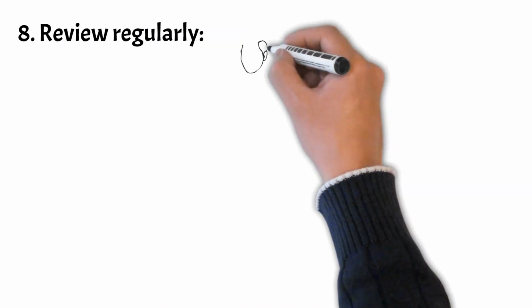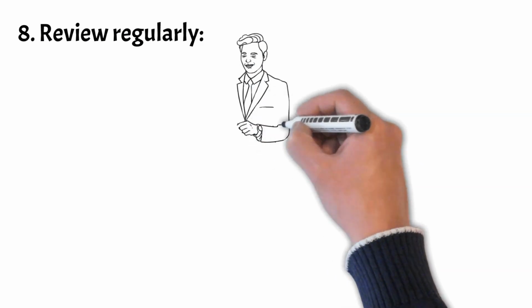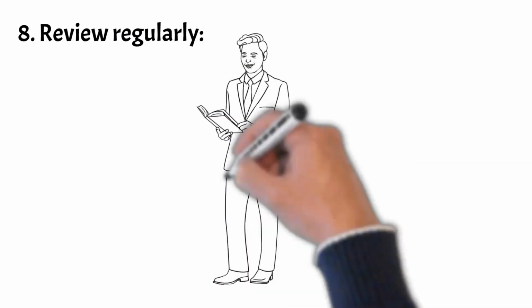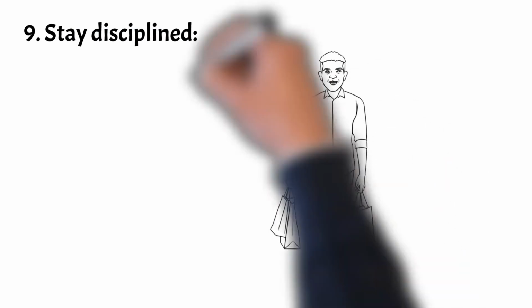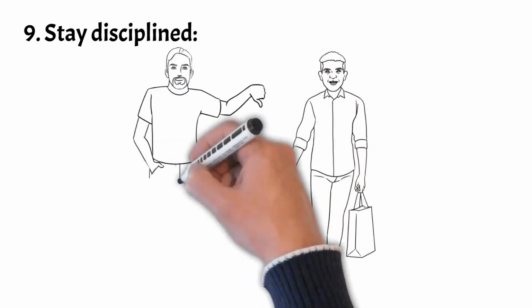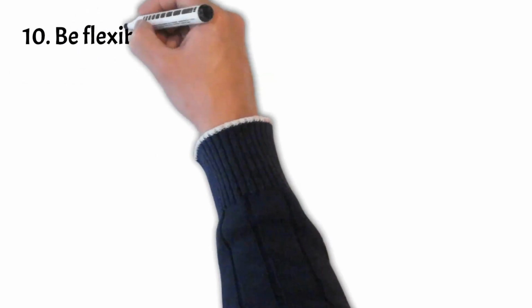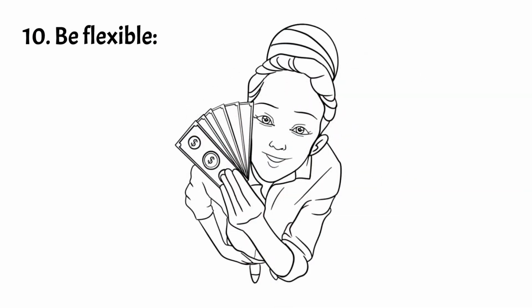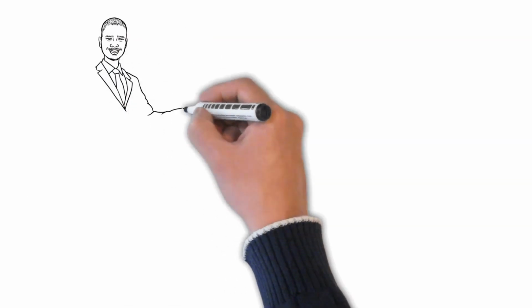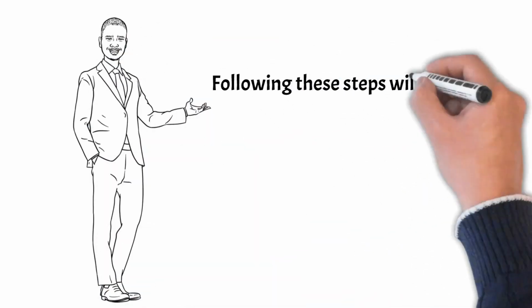8. Review regularly. Check your budget periodically and make changes as your situation changes. 9. Stay disciplined. Stick to your budget. Avoid impulsive spending to reach your goals. 10. Be flexible. Adjust your budget when necessary to accommodate life changes. Following these steps will help you manage your money and work towards your financial goals.